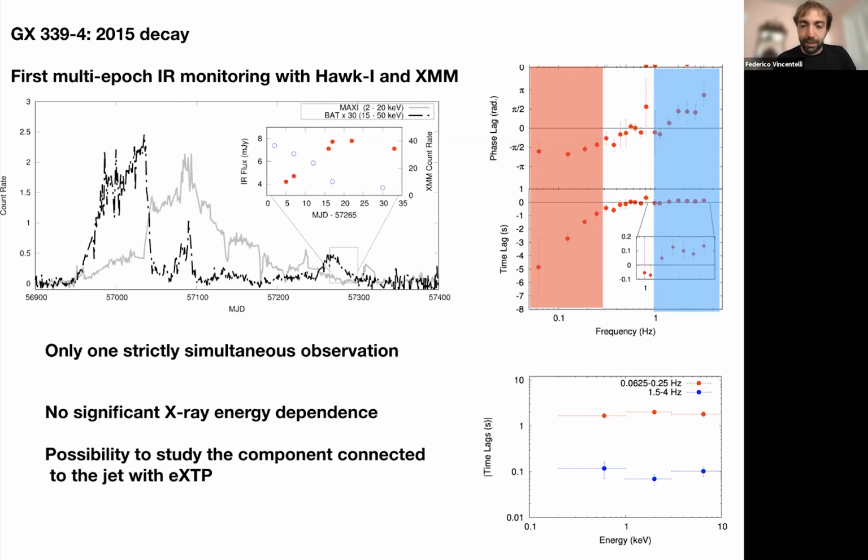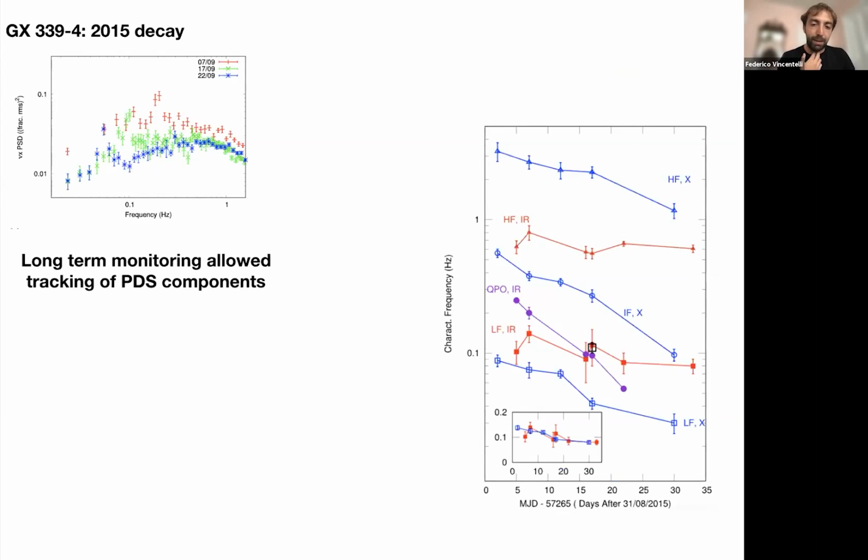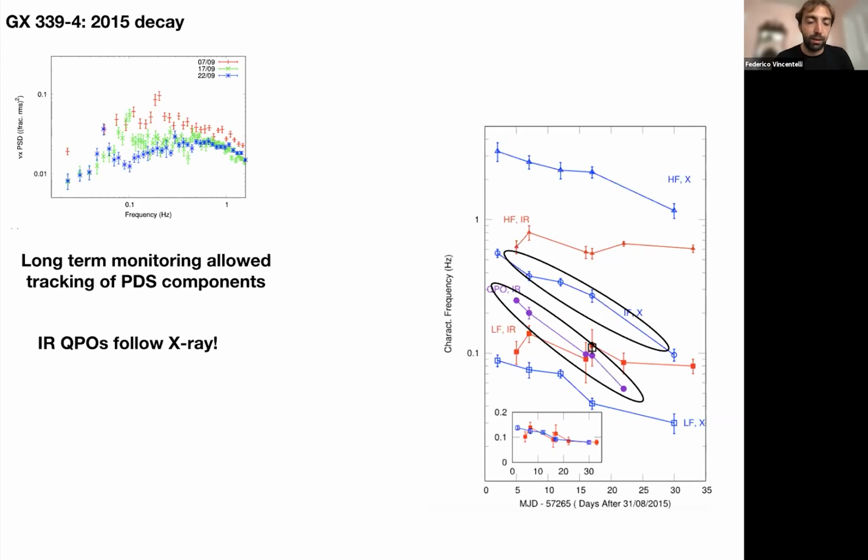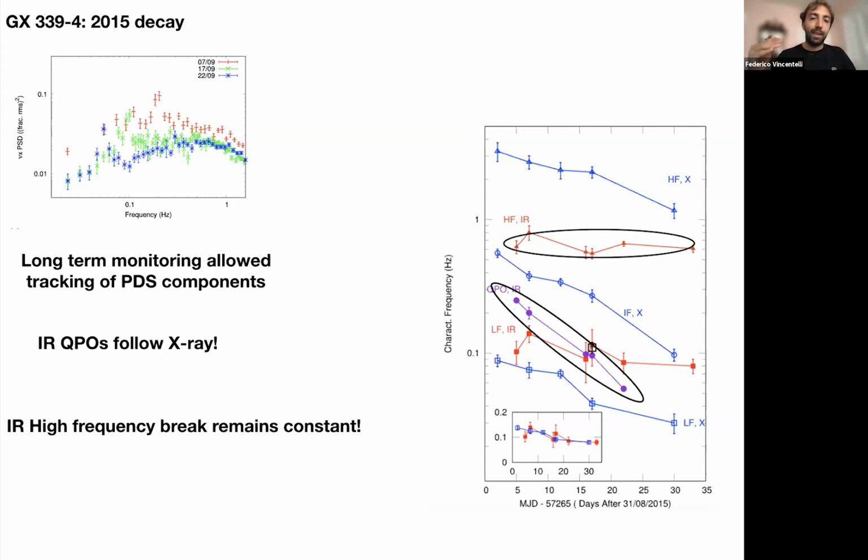The other thing that we did, which I think is the main result of this paper, is that we managed to track the components of the power spectrum as a function of time, and we managed to see, on one hand, that there is an infrared QPO that changes as a function of time and follows the X-rays. So this is a further constraint on QPO models. But mainly, we find that the infrared power spectrum always shows the same damping frequency.